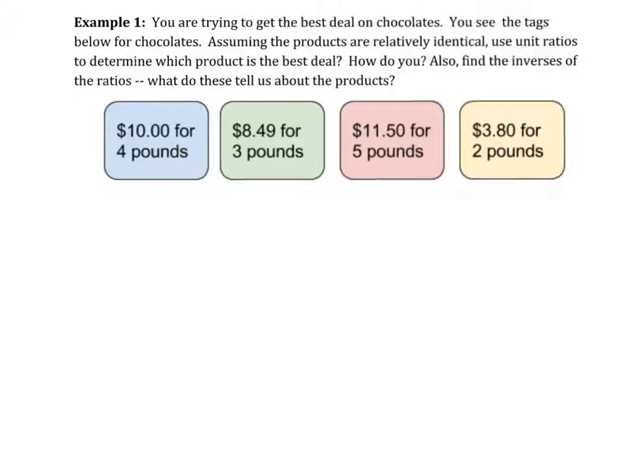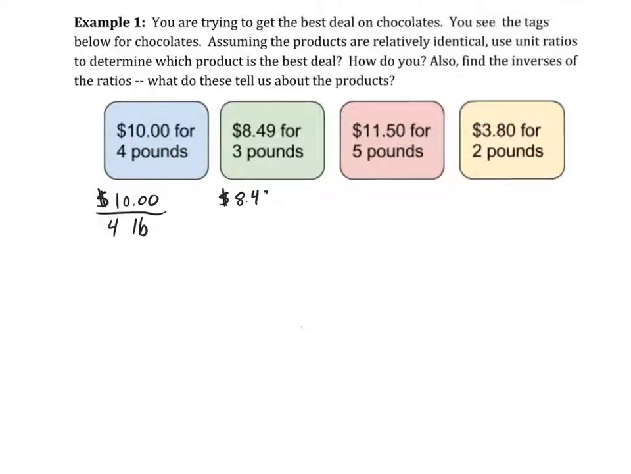First of all, we have to set up a ratio, and we know a ratio is a comparison of two quantities. So for this first $10 for 4 pounds, I'm going to write that in ratio form, like a fraction. I'm going to use LB as the abbreviation for pounds, and I'm going to write this for each one of these.